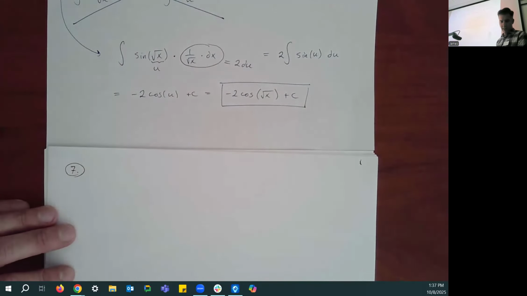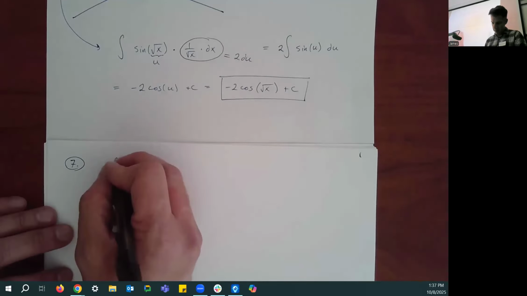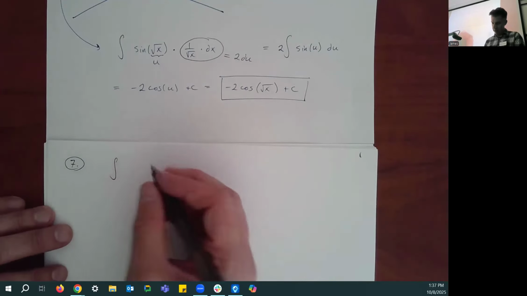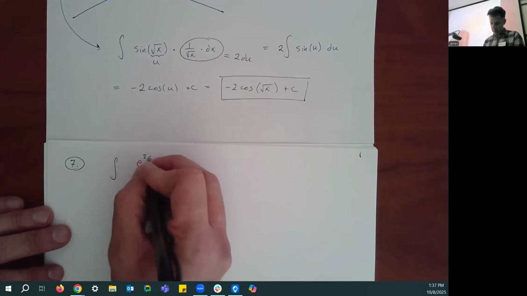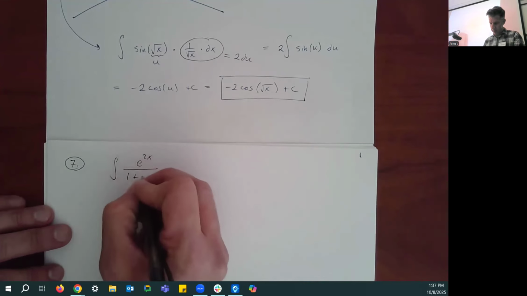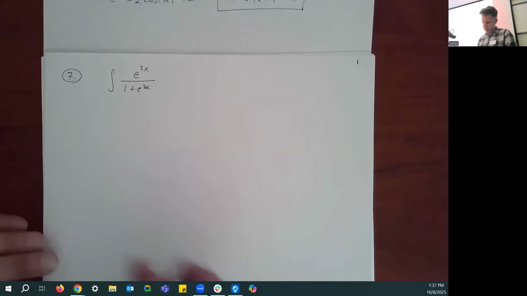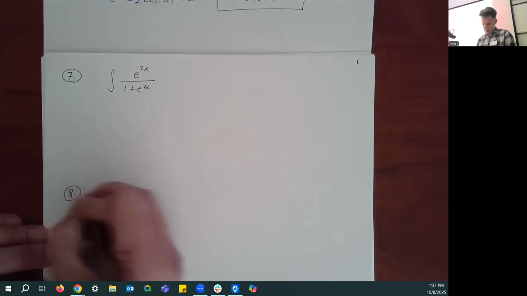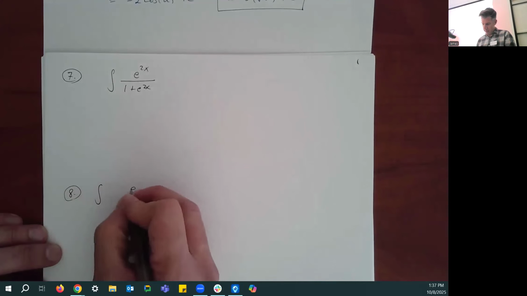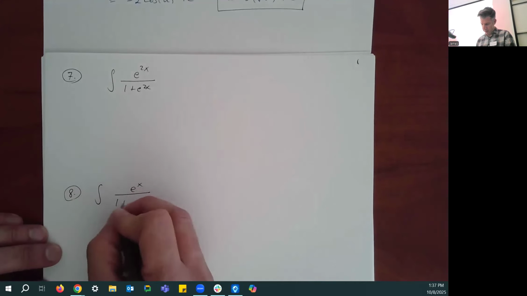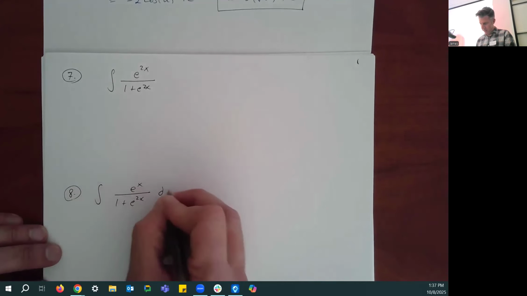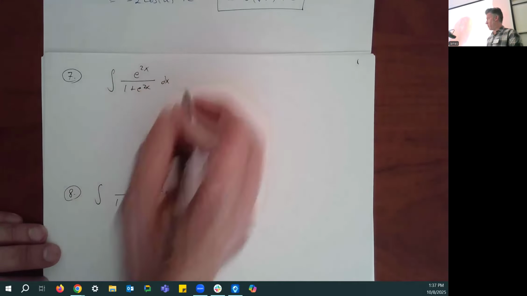All right, so let's look at this next one here. We're actually going to look at 2 different problems at the same time. We're going to get the integral of e to the 2x over 1 plus e to the 2x. And then after that, we're going to look at the integral of e to the x over 1 plus e to the 2x. Don't forget your dx's. They're vital.